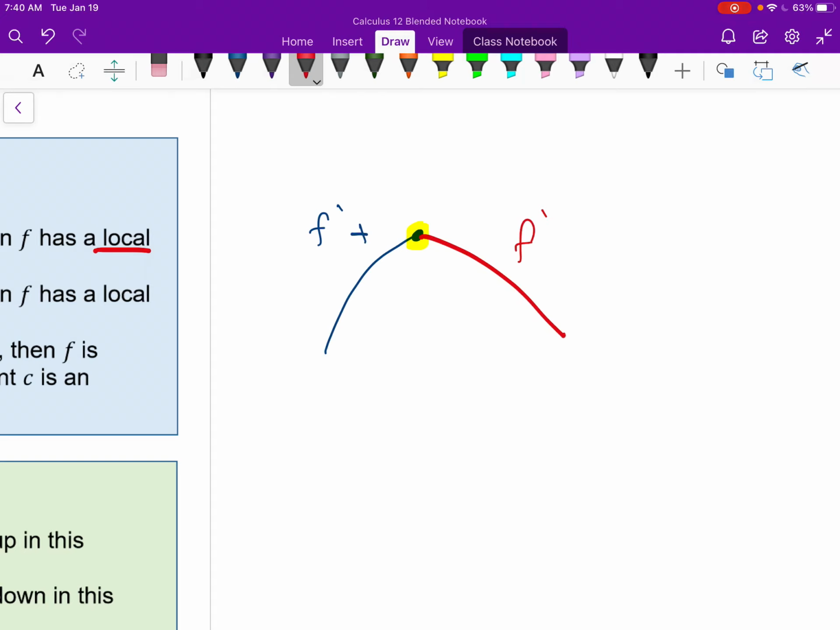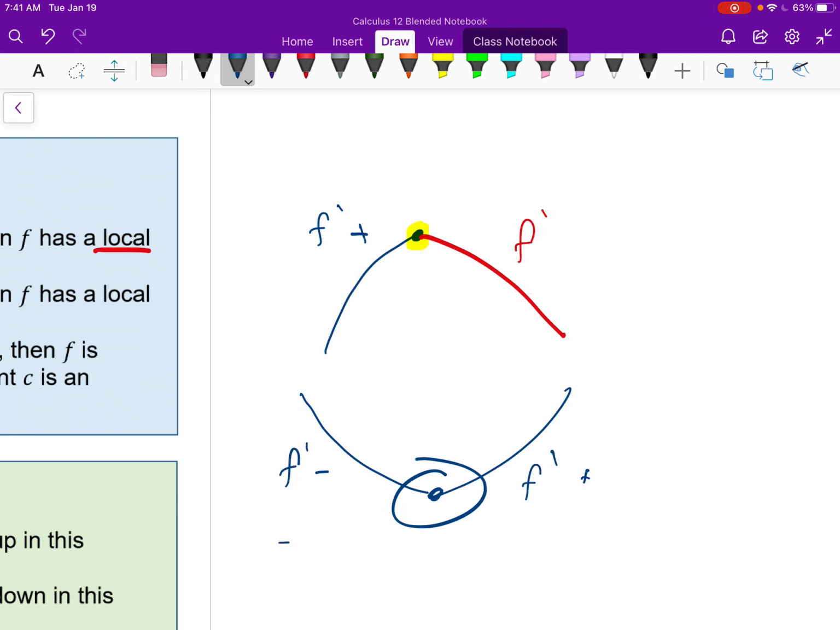It may also be an absolute maximum. We can't tell that just from what I've stated here, but there's no way it can be anything else. It has to be a local maximum. And notice, if it's the other way around, if we go from the derivative being negative to positive, no matter how it looks, that must be a local minimum. So if f prime is negative and then positive, and that's the sort of change at some critical point, then that must be a local min.